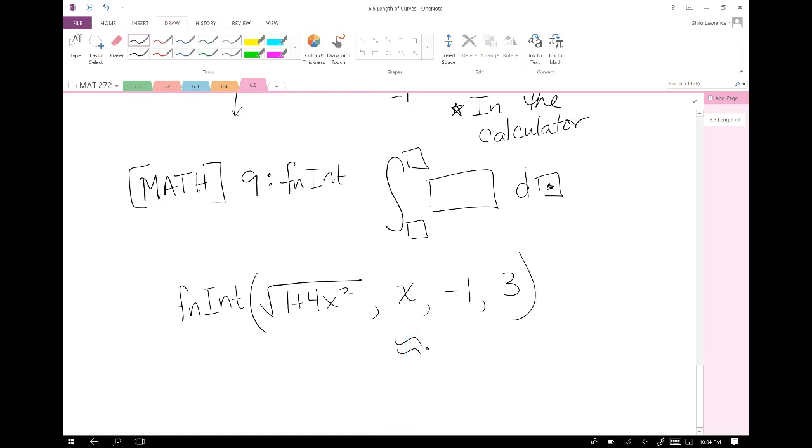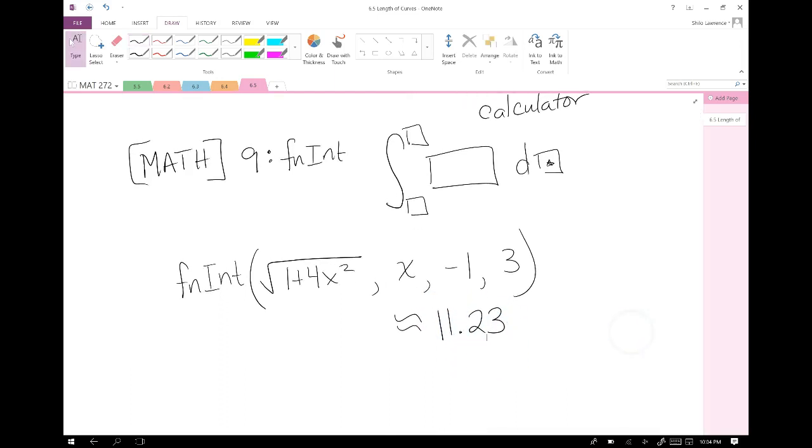And you can compare this with the straight line distance. This is always going to be bigger than the straight line distance, so we can check that. And the picture will tell us if it's going to be a tremendous amount greater or just a little bit bigger. So I'm going to check what our calculator answer is. I got about 11.23 units in length for my arc length.